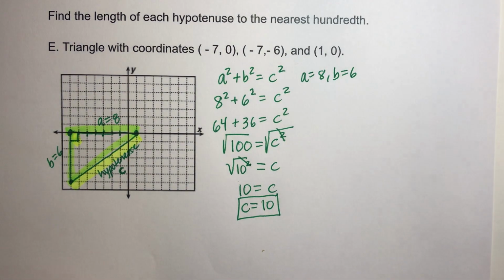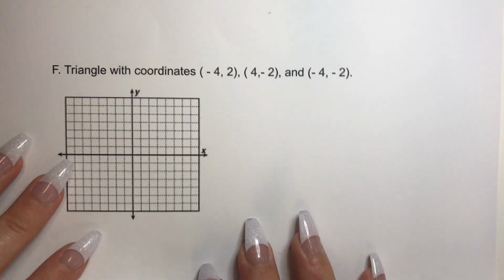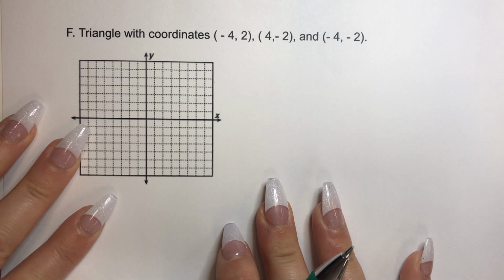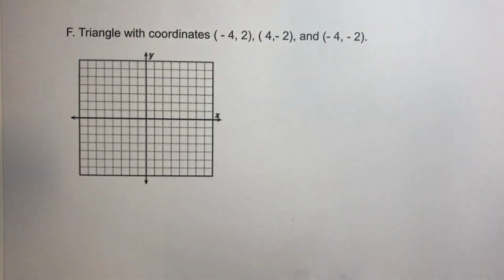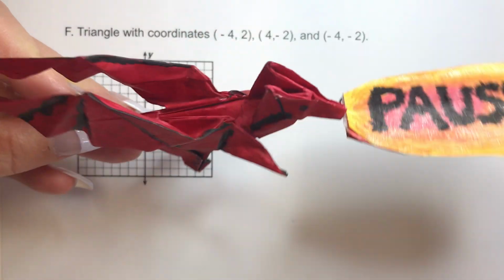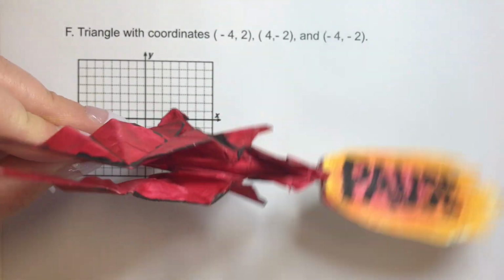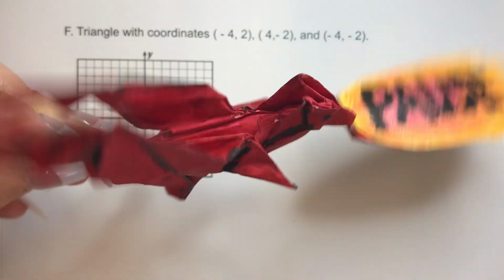Now we're going to move on to F. And this one, I want you to try to do on your own, okay? So here's my friend. We're supposed to find the hypotenuse, right? Here's my friend, the pause dragon. I need you to pause your device. Go ahead and work out F. When you get done, press play and we'll talk about it. All right, see you in a bit.